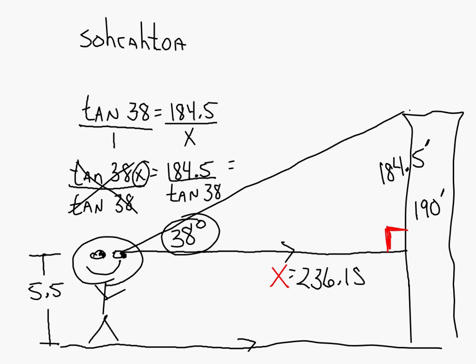How far is she from the castle to the nearest foot? 236 feet. Anybody not get 236? Please remember to subtract how far the person's eyes are off the ground when you're doing angle of elevation problems. If you use the 190, you're going to get a different number for how far away she is.